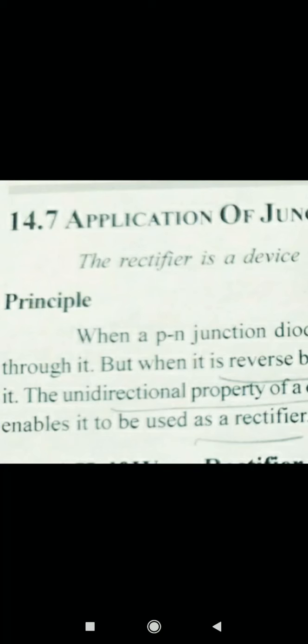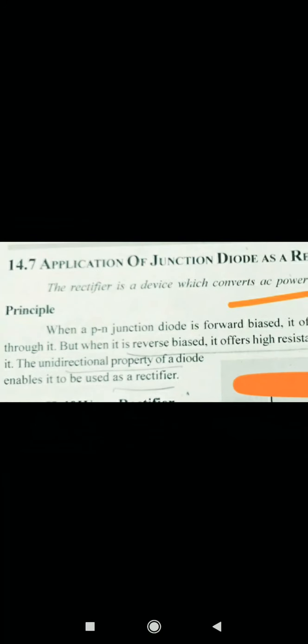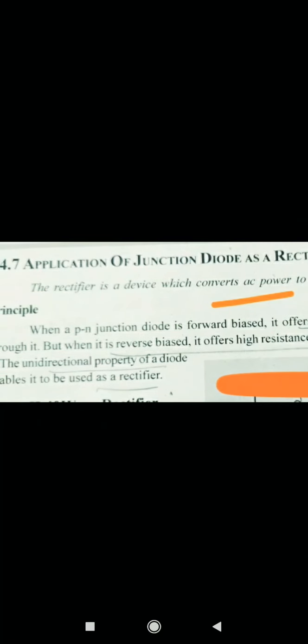Then what do you mean by unidirectional property? Unidirectional property means when a PN junction diode is forward biased, it conducts or offers current. Why? Because the resistance is less. This is known as the unidirectional property of a diode. That's why a diode can be used as a rectifier.